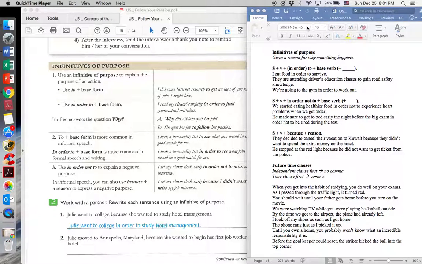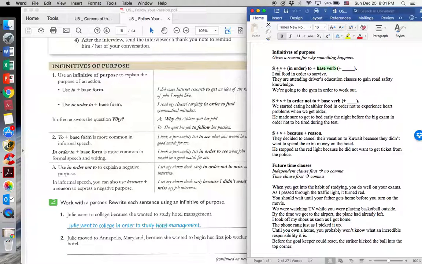Let's take another look at infinitives of purpose. Remember, they give a reason for why something happens. Our basic sentence format is subject and verb, and then in order to or to, followed by a base verb and an optional clause. Remember, the base verb always follows infinitive to.